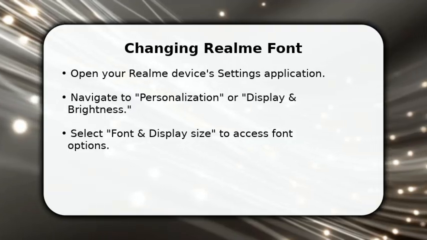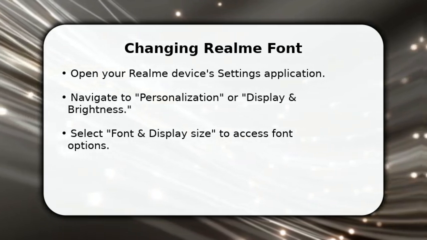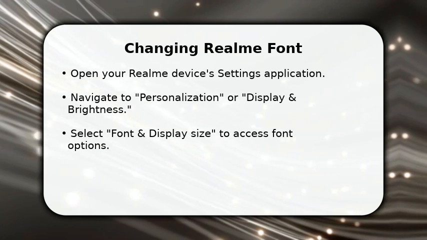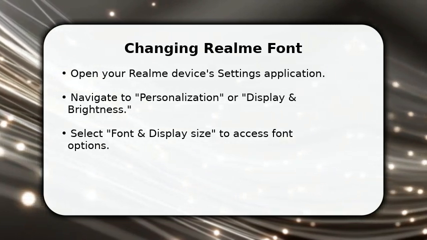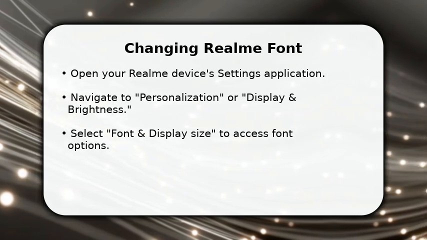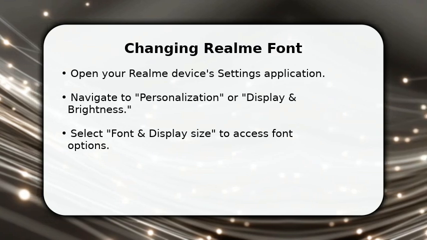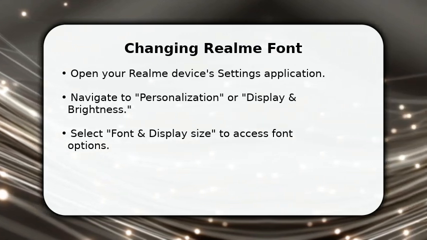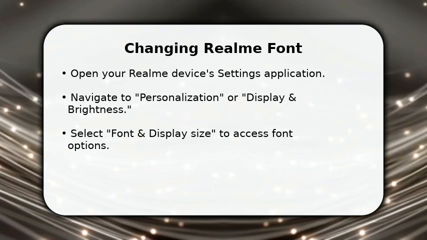In this video, I will explain how to change the default font on your Realme device. First, open your phone's settings application. Then, scroll down and tap on either personalization or display and brightness, depending on your Realme UI version. Next, locate and select the font and display size option to proceed with customizing your device's typography.